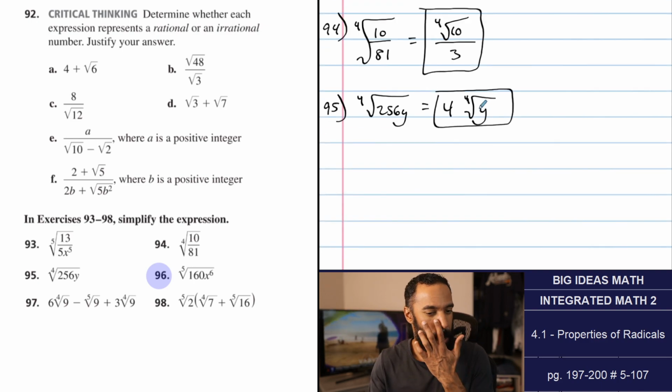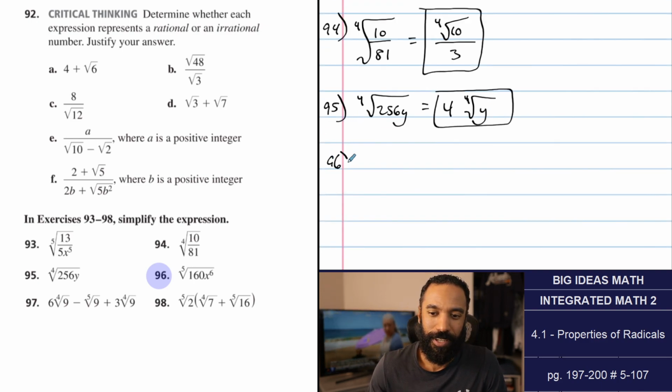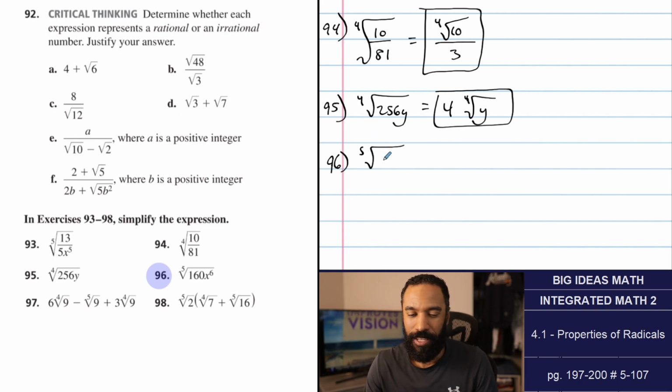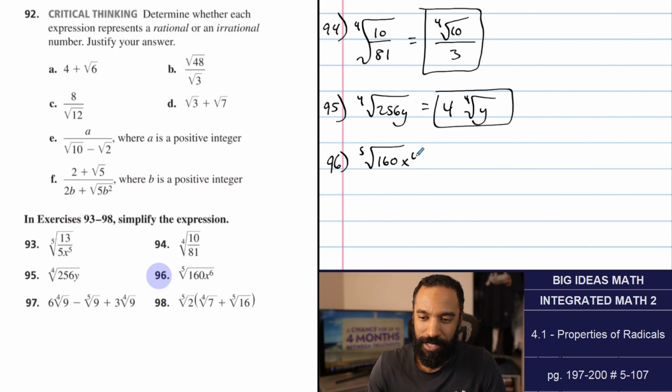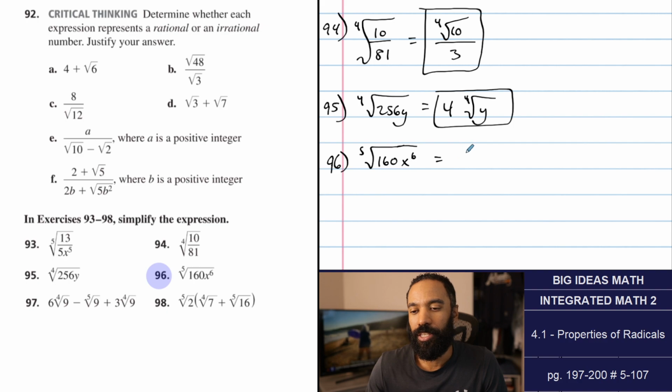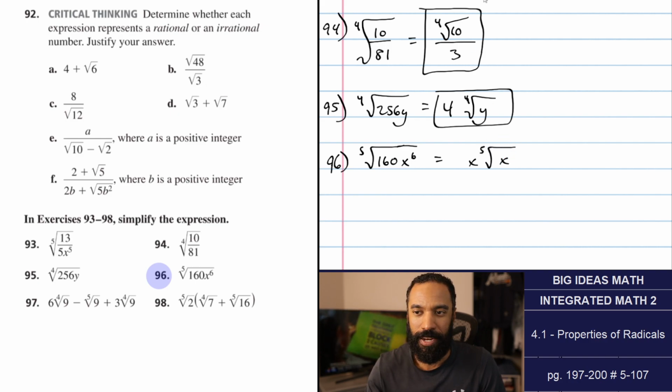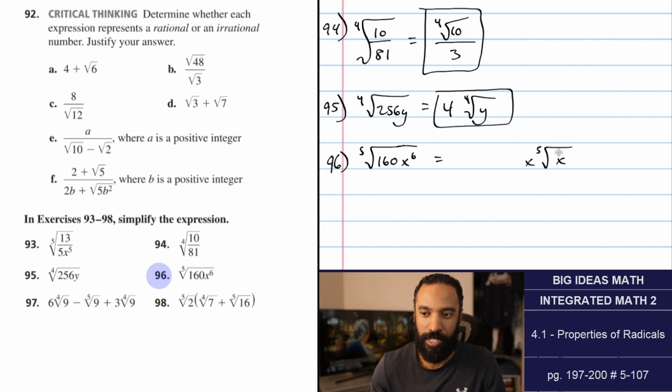Number 96. Back to the 5th root. We have the 5th root. I mean, none of these other ones have you rationalize anything. 160 times x to the 6th. Okay. Dealing with the x portion first, just in general. The 5th root of x to the 6th is x with the 5th root of x that's going to remain inside there. Let's just keep those on their own separate path while I deal with the number, the 160.